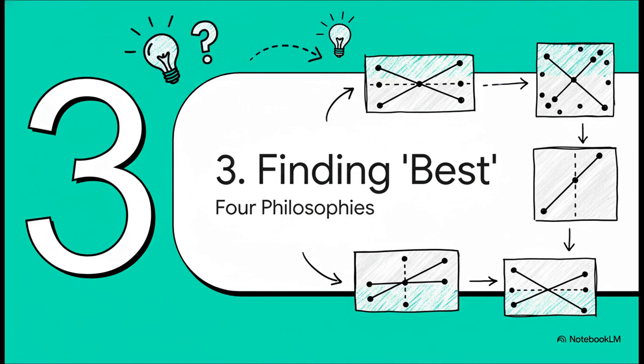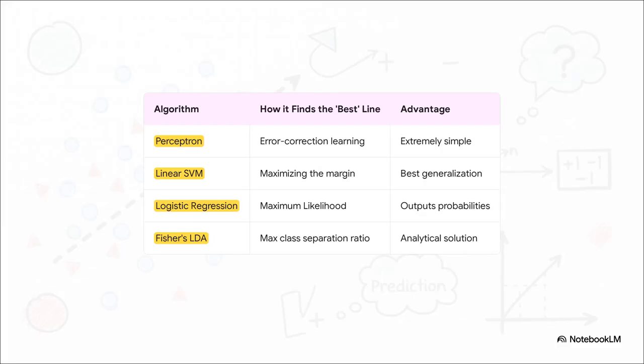That's a great question. And the answer is, they all have a slightly different philosophy on what makes a line the best possible line. So let's meet 4 of the most famous ones. First up, you've got the perceptron. It's the original. It just learns by fixing its mistakes as it goes. Then there's the support vector machine, or SVM. It's a bit more careful. It tries to find the line that has the biggest possible safety zone on either side.